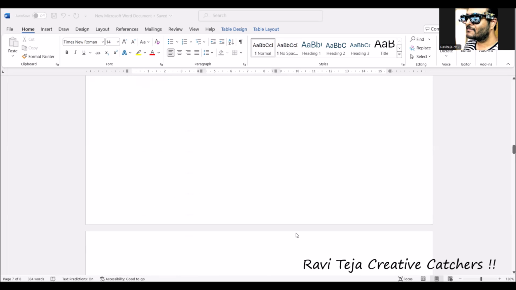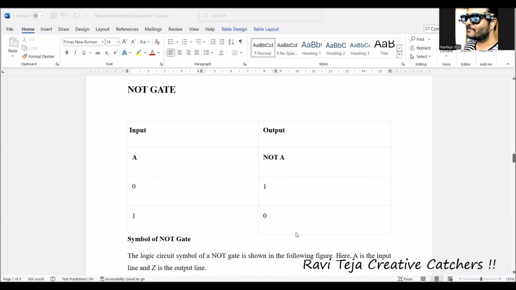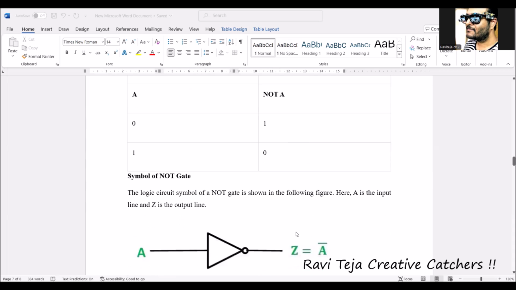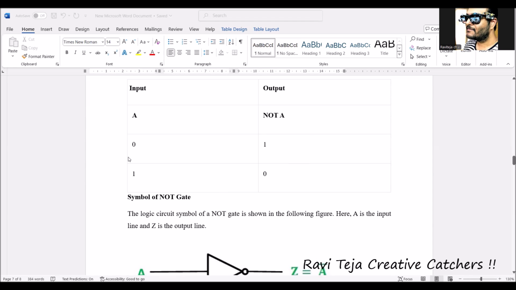Coming to the next logic gate, that is the NOT gate. NOT can also be considered a complement or inverter gate, where it has one input and one output. Let's see the symbol. As I said, it has only one input and one output, where the output is the complement or inverse of the input. If the input is 0, then the output will be 1. If the input is 1, then the output will be 0. Okay, it will be the reverse.